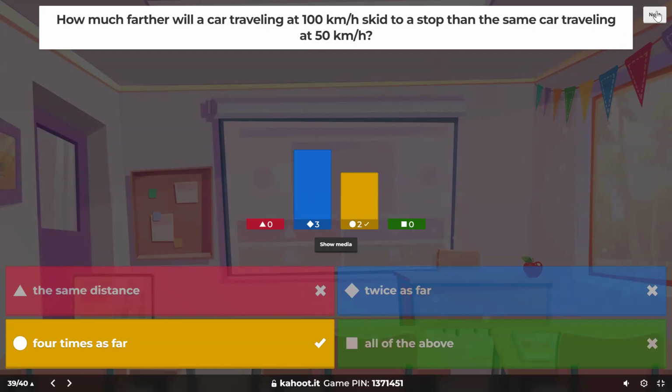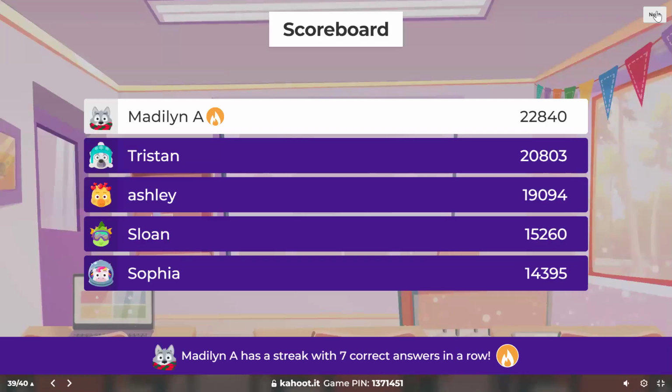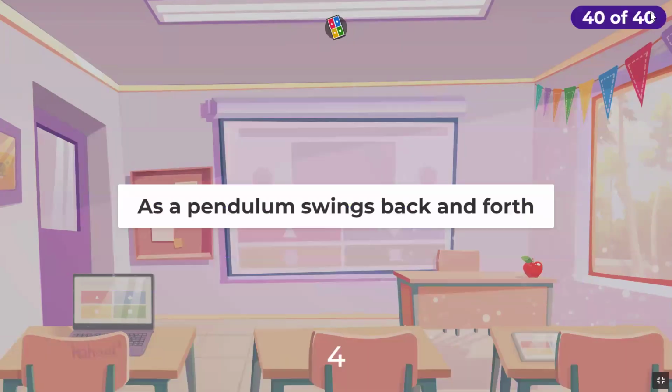All right, so you guys remember that open system with the car braking to stop? All right, that's Sophia, Sloan, Ashley, Tristan, Madeline. Are you guys ready for the win? For the win. Go. As the pendulum swings back and forth.